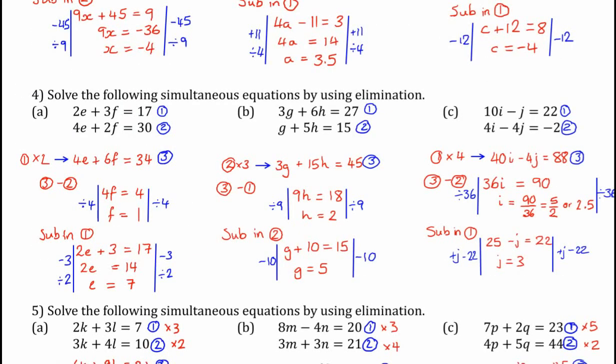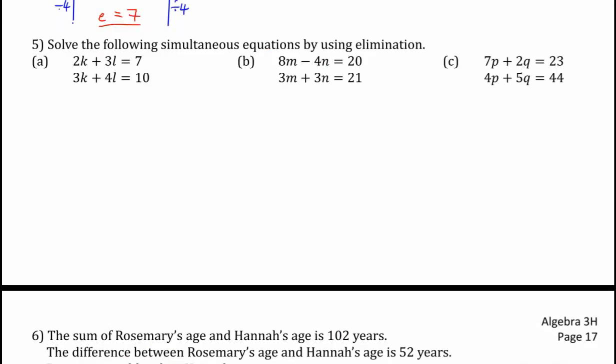Okay, there's the other answers to question 4, and let's move on to question 5. Okay, on question 5, you might have guessed what the difference would be on this question. On the previous one, we only had to change one of the equations to make a couple of our variables the same. In this question, we have to change both of our equations.